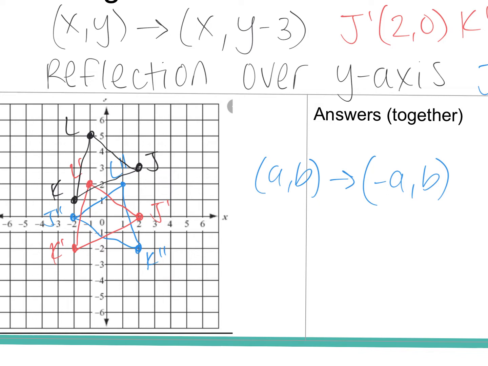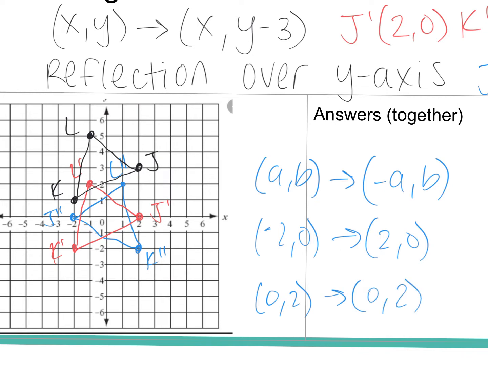Hayden, what's up? So you're saying if we had negative 2 comma 0, that would change into 2 comma 0. Yep. Now what if it was 0 comma 2? It would stay like that, because is 0 positive or negative? It's neither, okay? So changing the sign of a 0 does not change the coordinate.